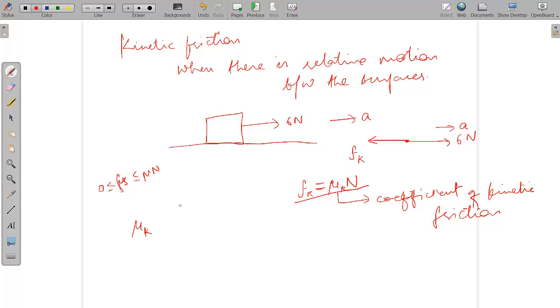So later on you can watch the video also. One thing you have to understand is that mu_k will be less than mu_s. When the body starts moving, the friction force actually becomes less. You need not worry about this for solving the numericals, but at the microscopic level the surfaces will always be somewhat rough. When the body starts moving, a little bit of smoothness comes into the surface. Understood? So whatever friction force was acting in the static position becomes slightly less than that after the body is moving.